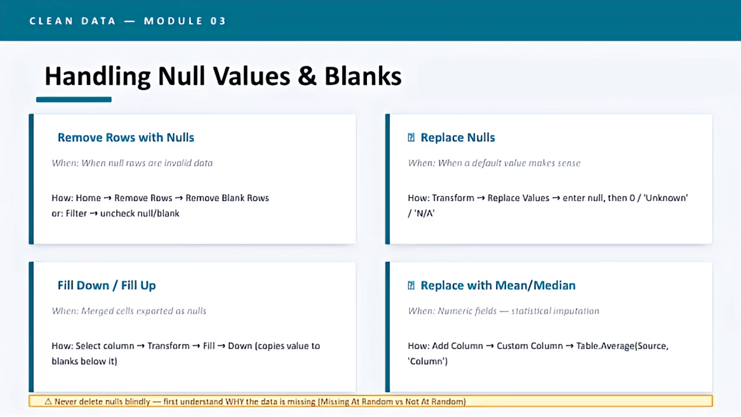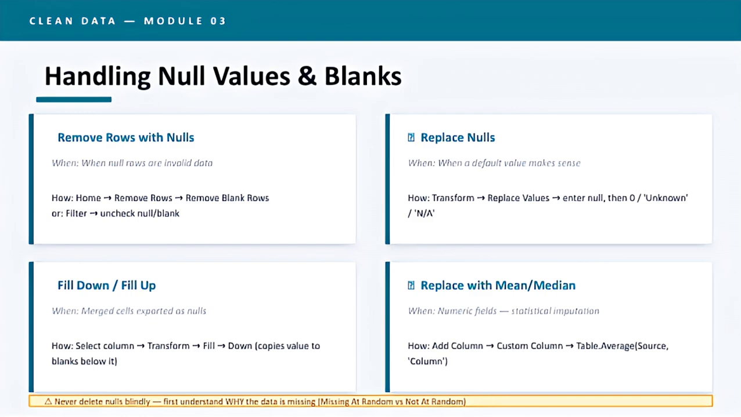And for cases where nulls represent a default or unknown state, you can replace nulls by transforming, then choosing Replace Values, entering null, and replacing with 0, Unknown, or NA. Sometimes null rows are simply invalid data, and in those cases, you might want to remove the entire row. You can do that via Home, Remove Rows, Remove Blank Rows, or by filtering out null or blank entries directly. The key takeaway is that handling nulls thoughtfully ensures your data stays clean and reliable, which is essential for accurate analysis and insights.